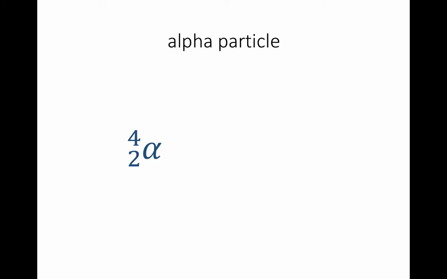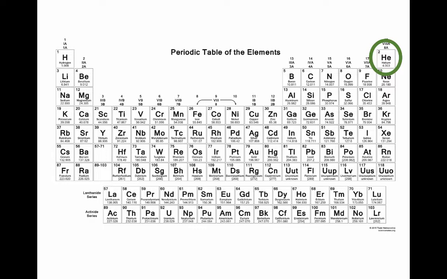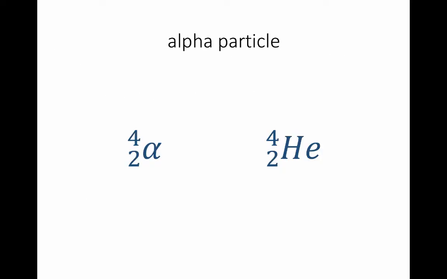Now, once again, the alpha particle was discovered long before we understood much about the nature of the atom, and this is actually a nucleus of an atom. Which atom? Well, it's the element that has an atomic number of 2, which is helium. So this is essentially a helium nucleus. It doesn't have any associated electrons.